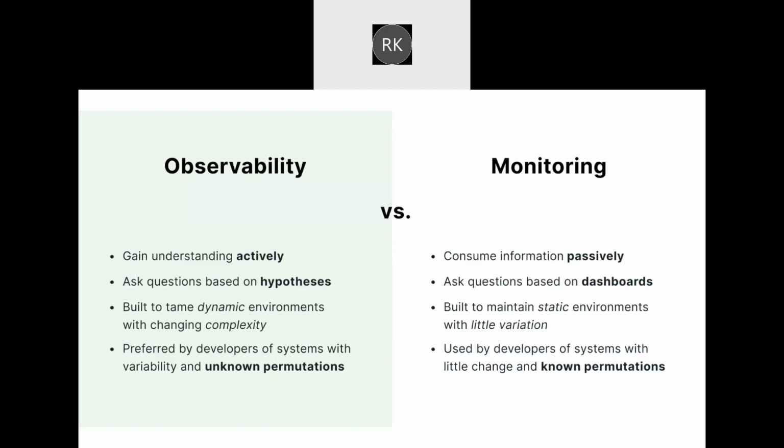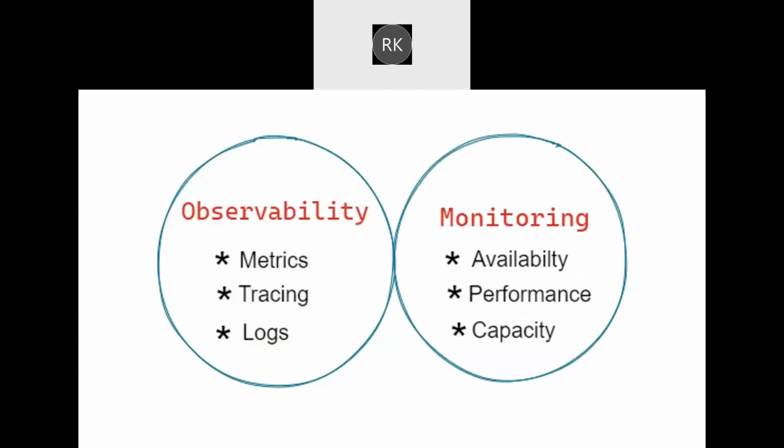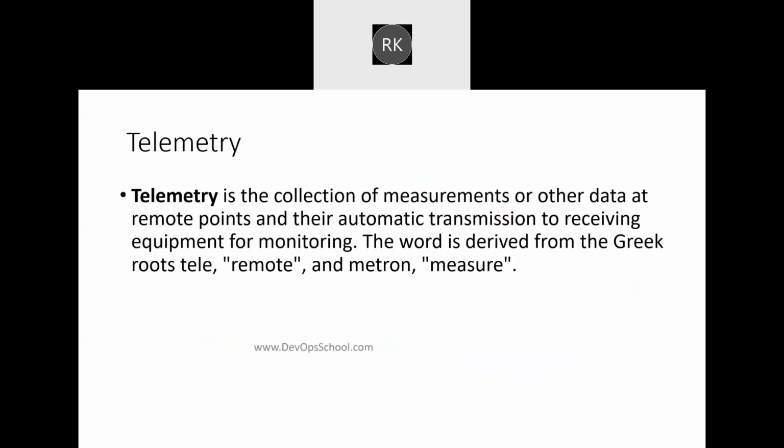Observability is preferred by developers of systems with variability and unknown permutations, whereas monitoring is used by developers of systems with little change and known permutations. So at a high level, we understand this. Observability helps you focus on metrics, tracing, and log capturing, whereas monitoring only focuses on availability. Is the system available? Is it performing well or not? Is capacity under plan or more than that?